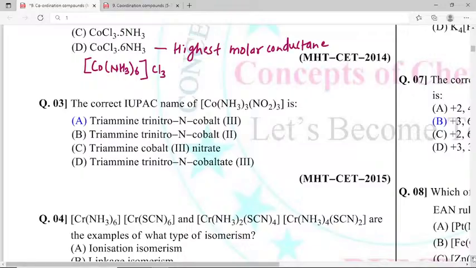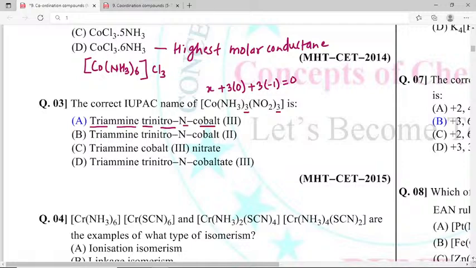Next question, the correct IUPAC name of the complex. This is called triammine. This is called trinitro, so bonding through nitrogen, N. Cobalt and oxidation state. How to calculate the oxidation state? Cobalt as X plus 3 times ammonia. Ammonia is a neutral ligand, plus 3 times NO2. NO2 has a charge of -1, equal to 0.